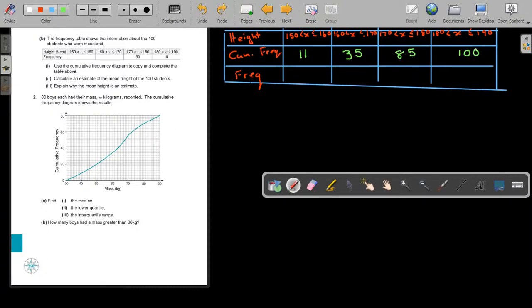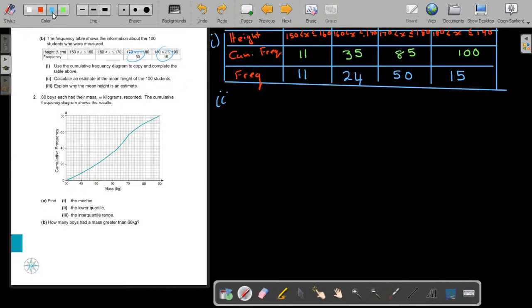And now, if you want to find the frequency, the first one is just rewriting. This one, you say 35 minus 11, and that will give you 24. Okay, let's do it in another color, so that it stands out. So 11, this will be 24. Then 85 minus 35, that will be 50. 100 minus 85, that will be 15. Okay, very short. Can you see? So we were just busy finding that. So this was the first one. Then the second one, let's just move this up.